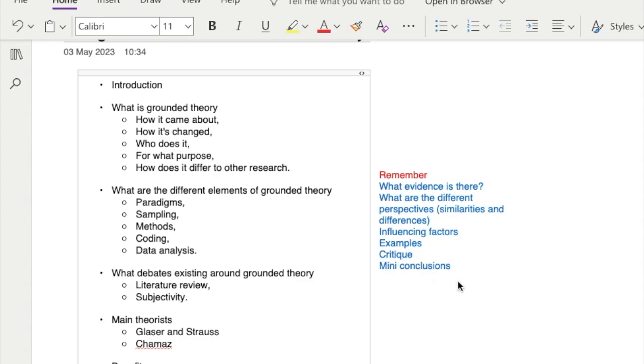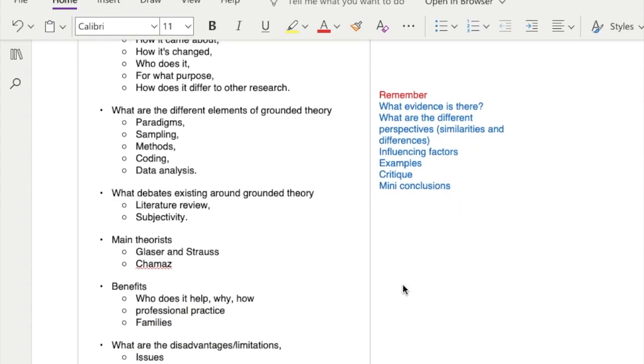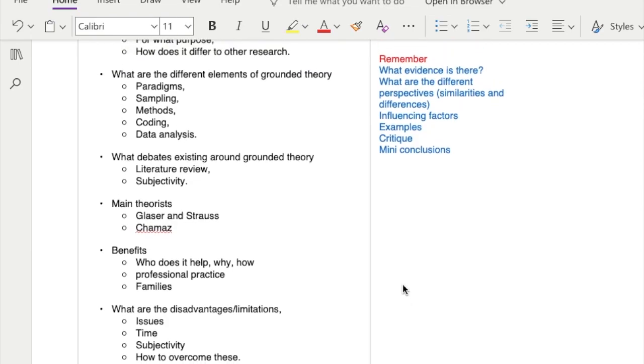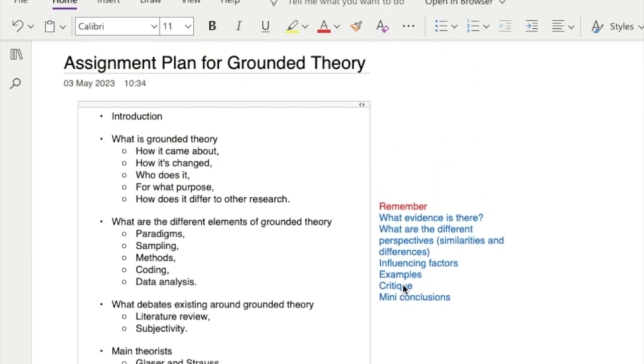And I've added mini conclusions, so as I'm writing my paragraphs, I really want to think about, well, what have I learned from what I've just presented in terms of the writing. And as you can see, that's kind of my plan. I'm quite happy with that. It's something to work towards. I'm going to remain flexible with that.